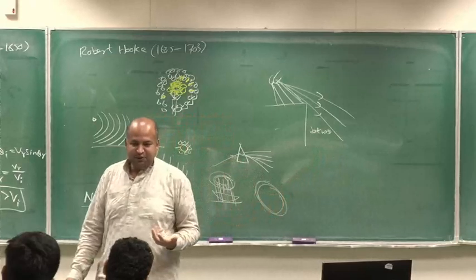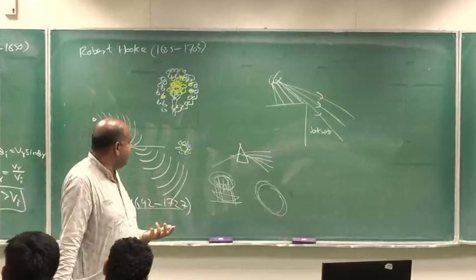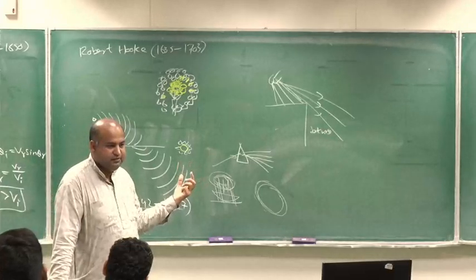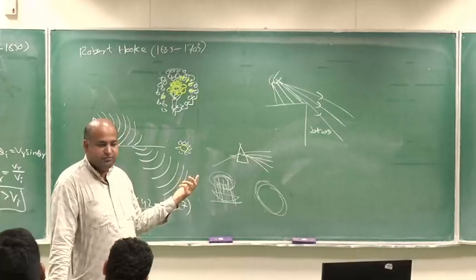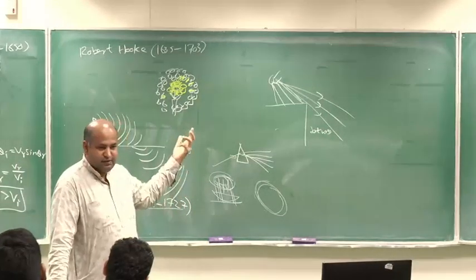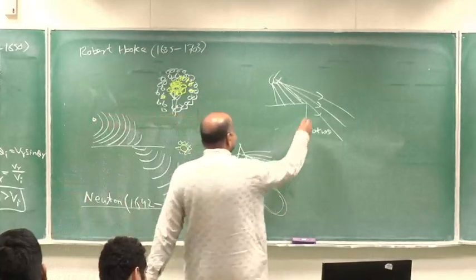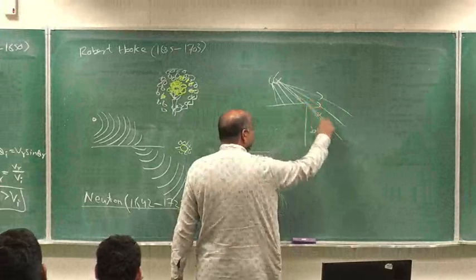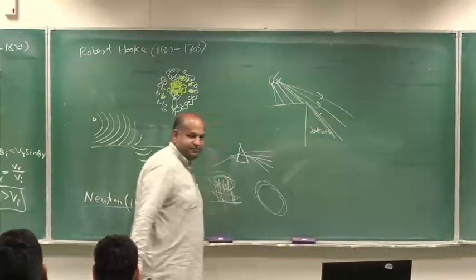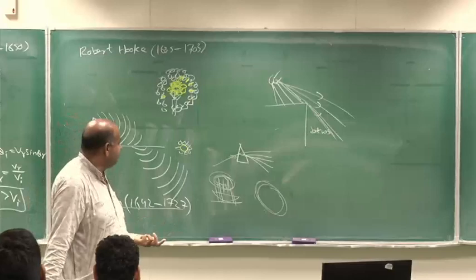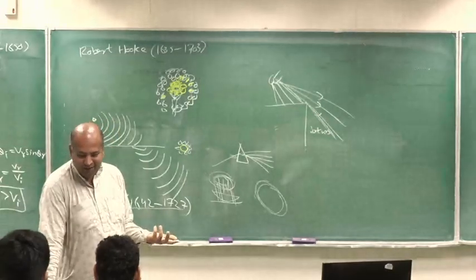And this objection simply was there because people didn't have any idea about the wavelength of light, how small it is. The visible spectrum wavelength of light is less than a micrometer. So there was definitely some diffraction, but it was too small for people to see. So this was an objection, and the wave theory people said, okay, we can't explain it.